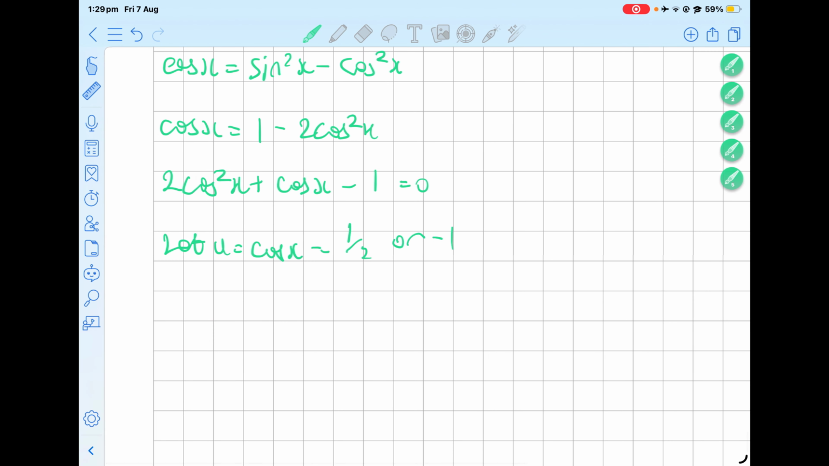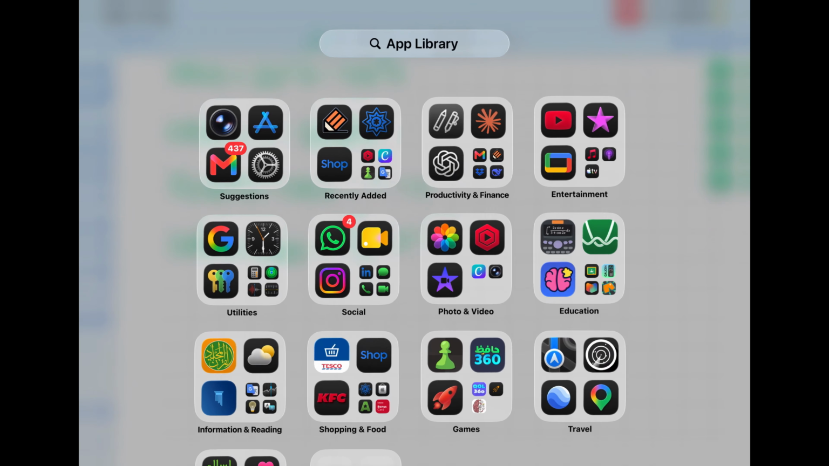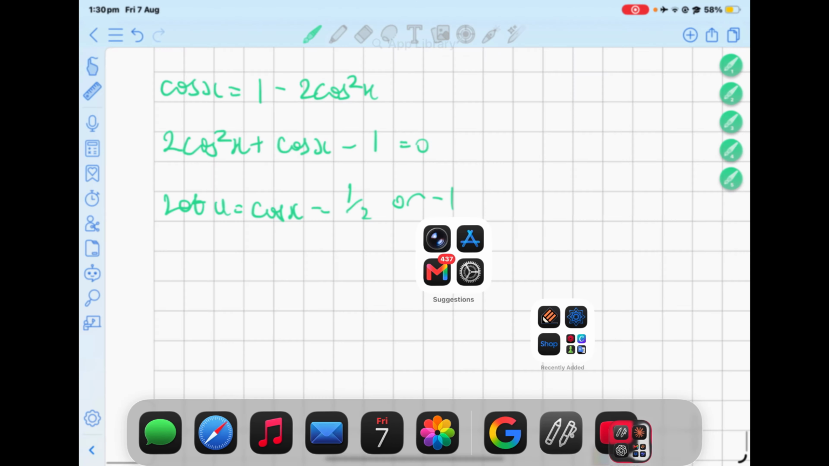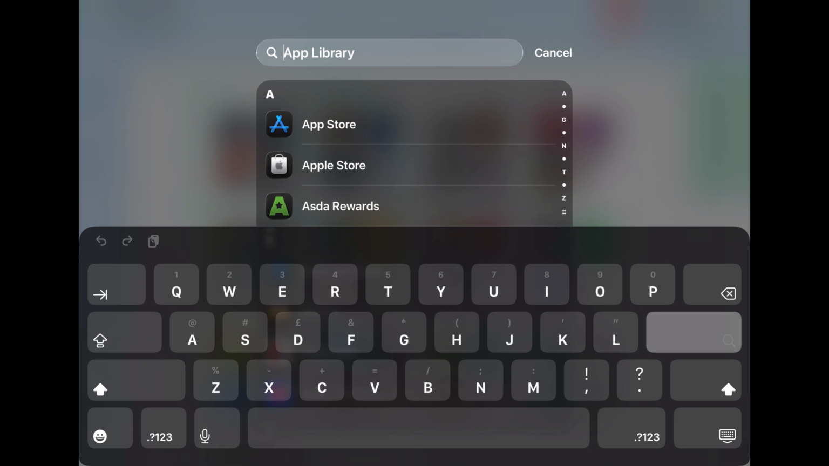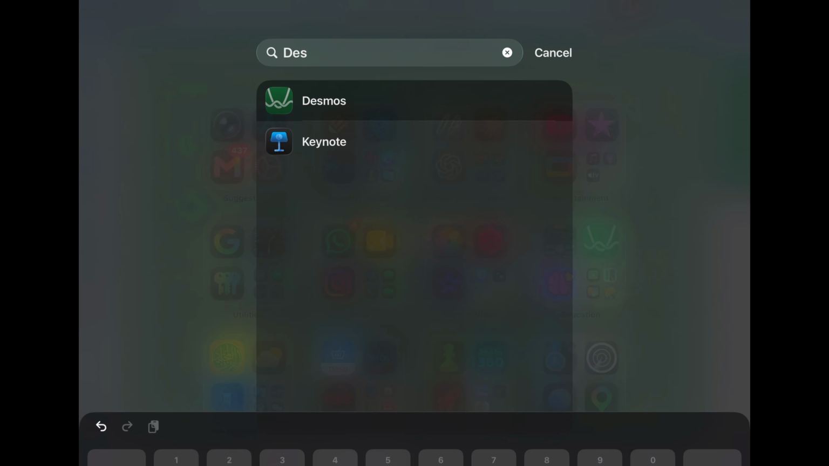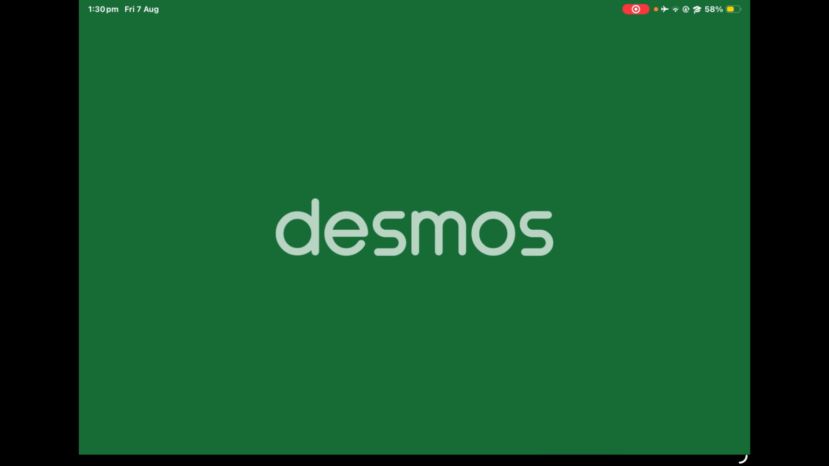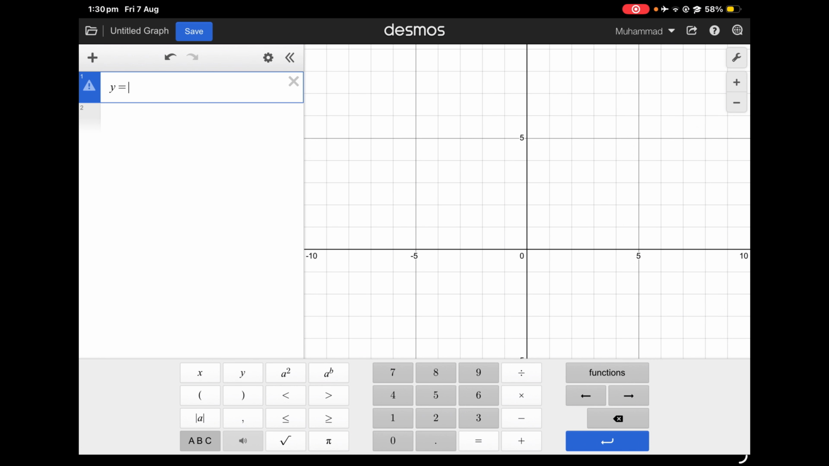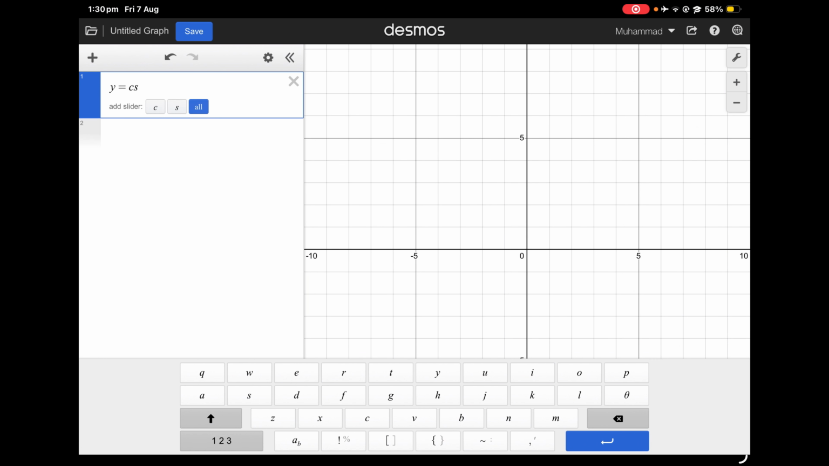Let me just make a graph so that you guys can understand, and we want it for 0 to 360. So let's open Desmos. So y equals cos theta.